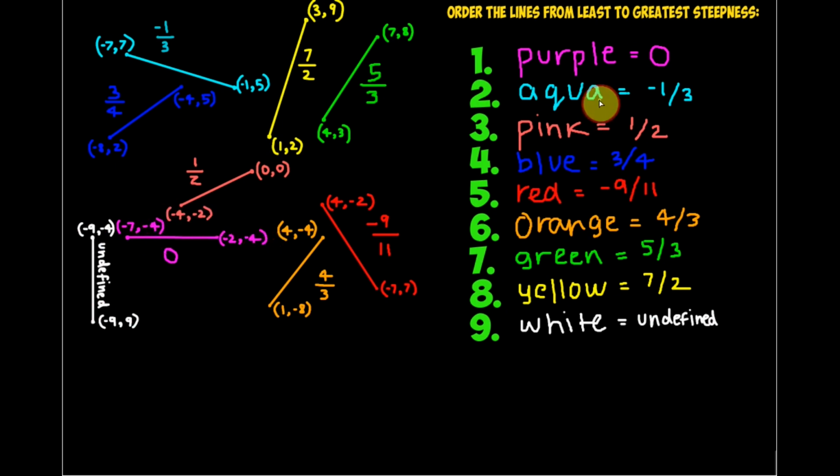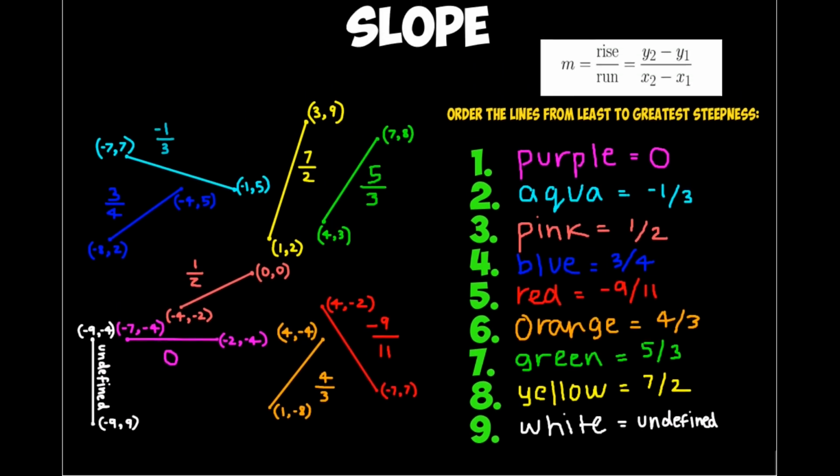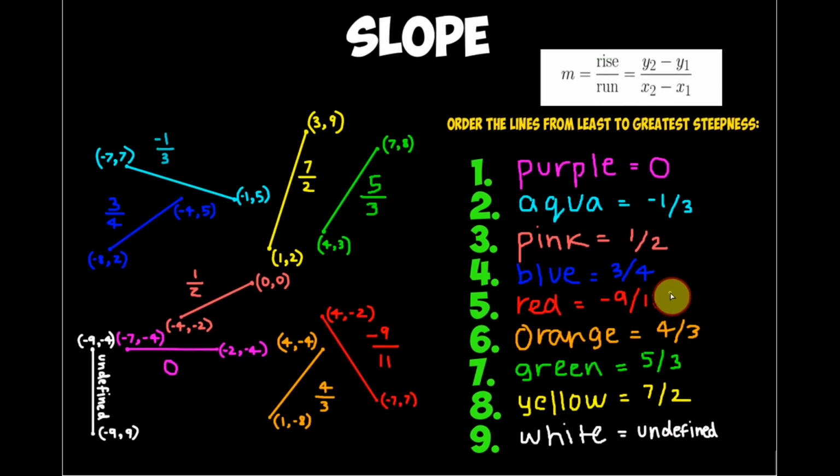So here we have our list of the lines from least to greatest steepness, and I hope you got a better understanding of what slope is from these two parts. In the first part, we learned how to figure out slope from a coordinate plane without using the formula. These two are the same thing, but used differently: on a coordinate plane, and when you just have two sets of coordinates and you're trying to figure out the slope.